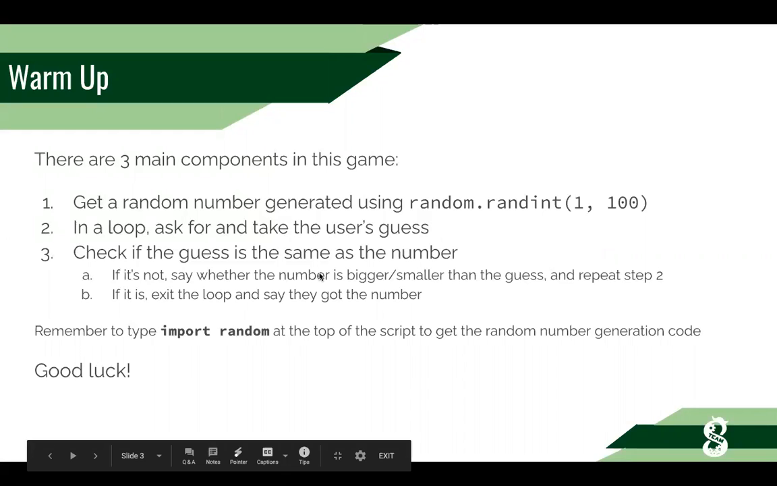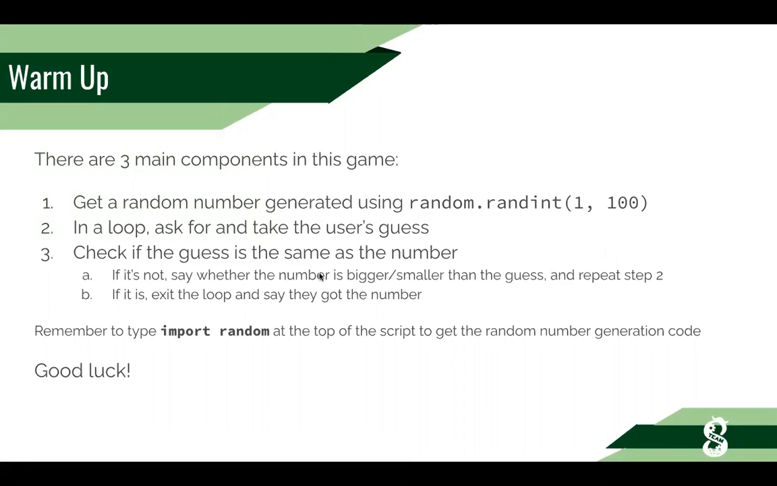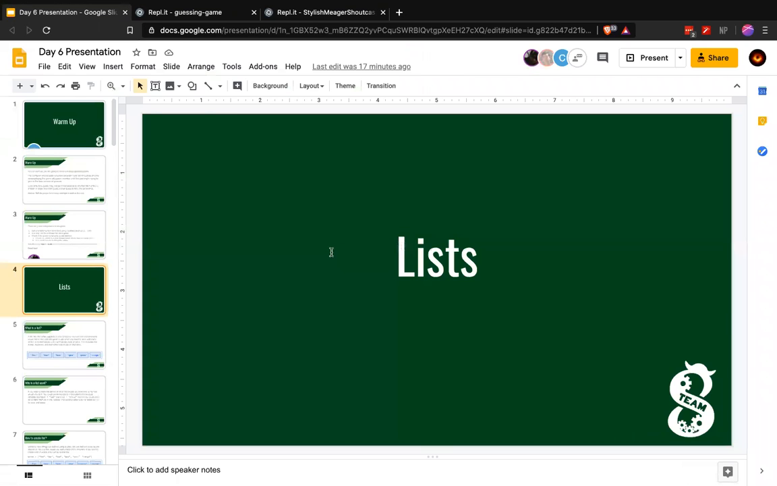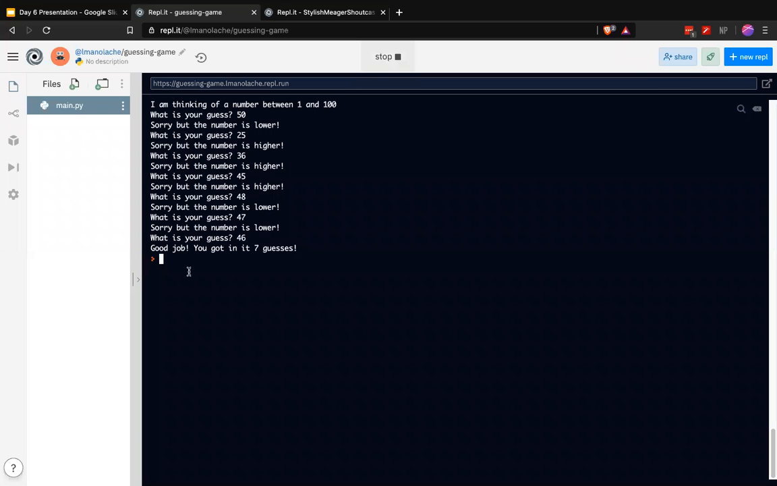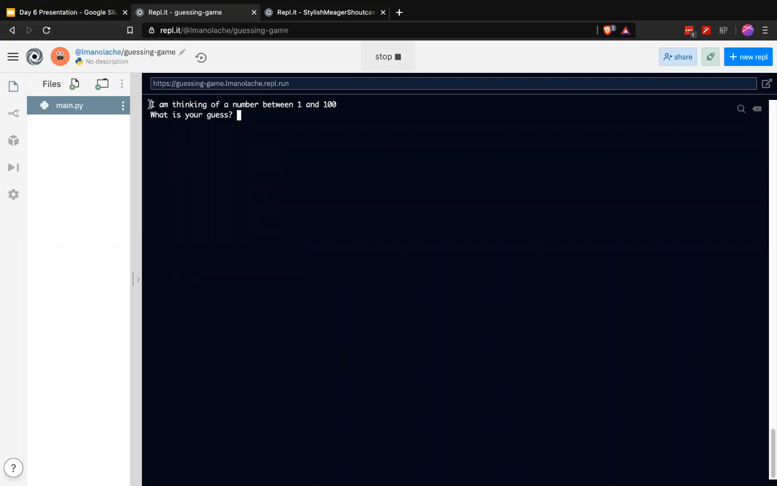I see some people in chat have been asking me to give another demo. So here it is. If I click run, it's going to first say, I'm thinking of a number between 1 and 100. It's going to ask me what my guess is. Let's put 30. It's higher. 60. It's lower. 50. It's higher. And see how it asks, what is your guess? Then it has a space, so it looks nicer.